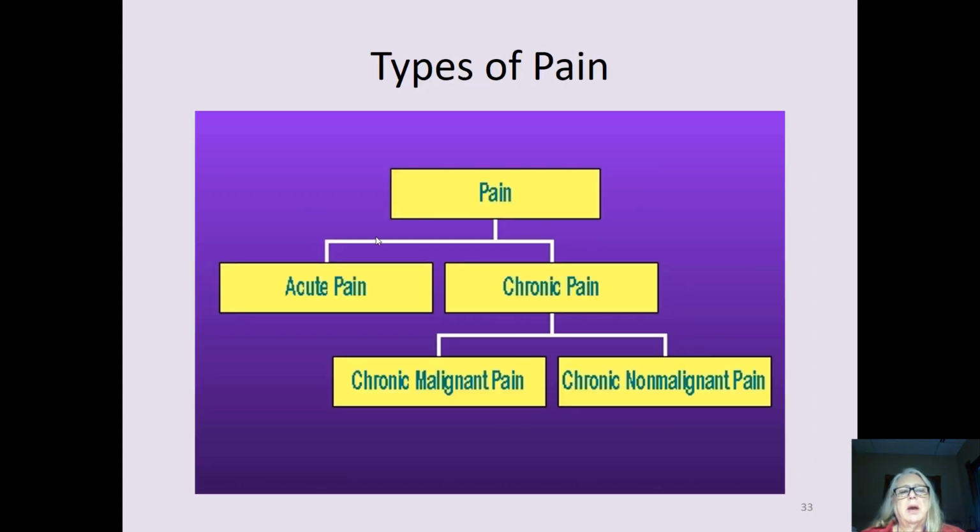So there are different types of pain, acute pain and chronic pain. Chronic pain has with it chronic malignant pain, which has to do with cancer, and chronic non-malignant pain, which has to do with non-cancerous types of chronic pain, like my knees, for example, arthritis.